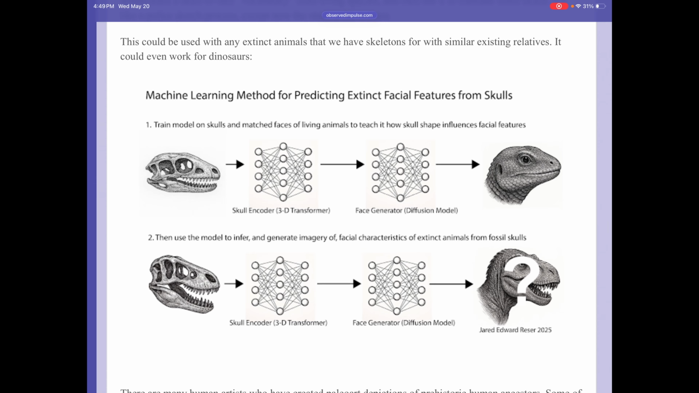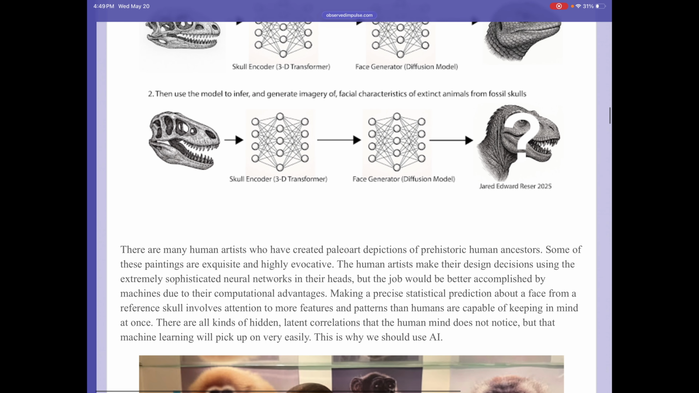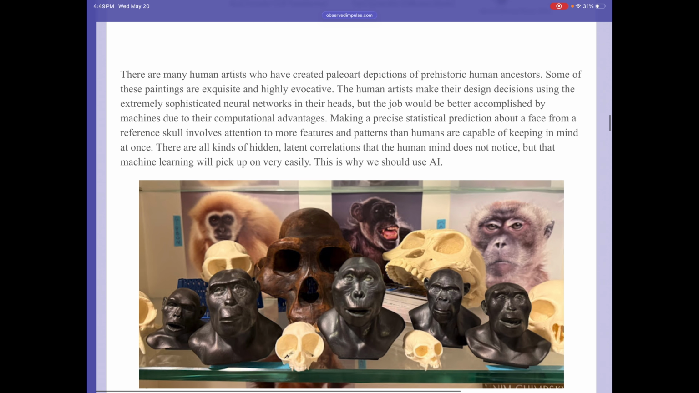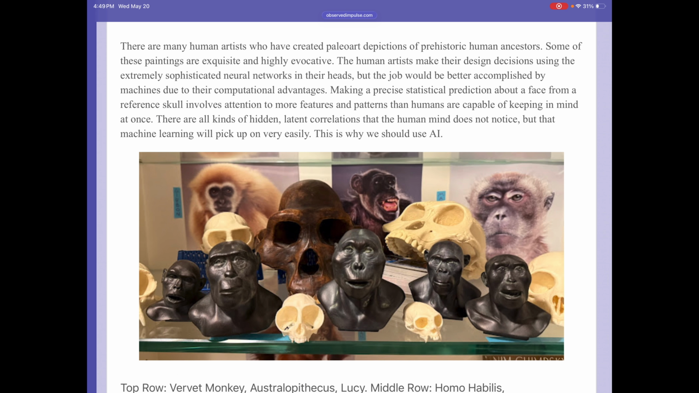And the system would probably give a lot better guesses than Hollywood CGI artists are able to conjure up. So there are many human artists who have created paleo art depictions of prehistoric human ancestors. Some of these paintings are exquisite and highly evocative. The human artists make their design decisions using the extremely sophisticated neural networks in their heads, right, their brain. But the job would be better accomplished by machines due to their computational advantages.